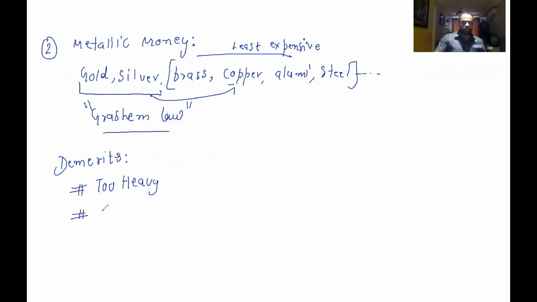Second thing is depreciation. This depreciation is not exactly the depreciation we looked at in accounting. Here depreciation means that if you continuously use the coins, they start getting old. So the value of coins goes down as coins get old. That's also a problem, and if you want to renew the coin, it requires lots of cost. So too heavy, depreciation.